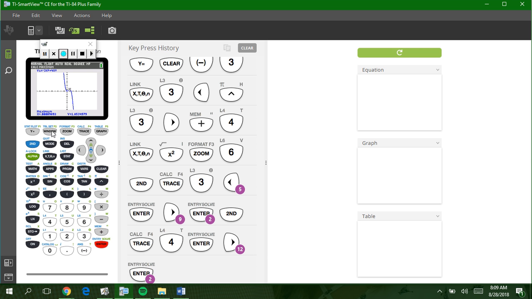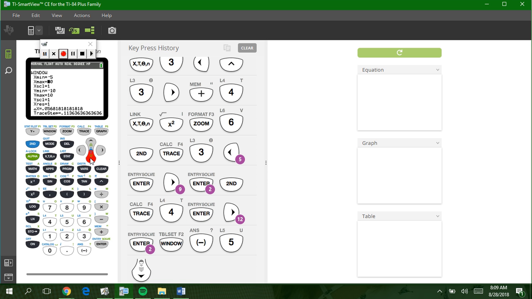Okay, so I hit window. What does X min mean? The lowest our X value is going to be. How about we do that as negative 5? Okay. X max, what's the highest we want to be? How about 5? X scale, what that means is what increment is each tick mark? Each tick mark is every 1. Does that make sense to everyone?